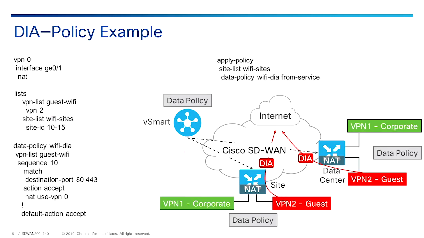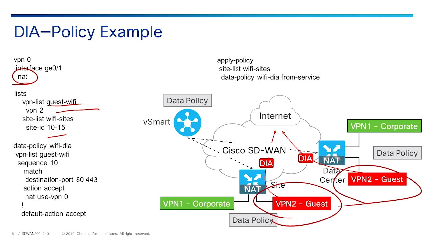Here's an example. The NAT function is configured on the transport side on VPN 0, and surprisingly, it's configured with the keyword that tells us to use this circuit for Internet access. Then we create lists for the VPNs and the site lists. We're saying that our guest Wi-Fi is VPN 2, and then we're going to deploy this to sites 10 through 15. The site numbers are not on this slide, but we're talking about VPN 2.